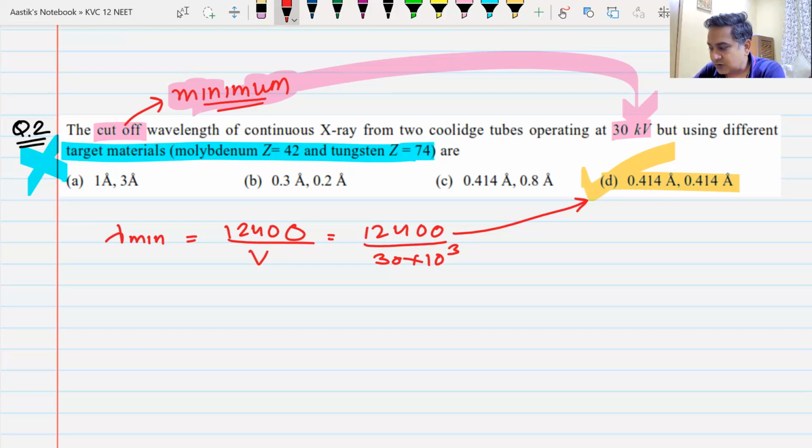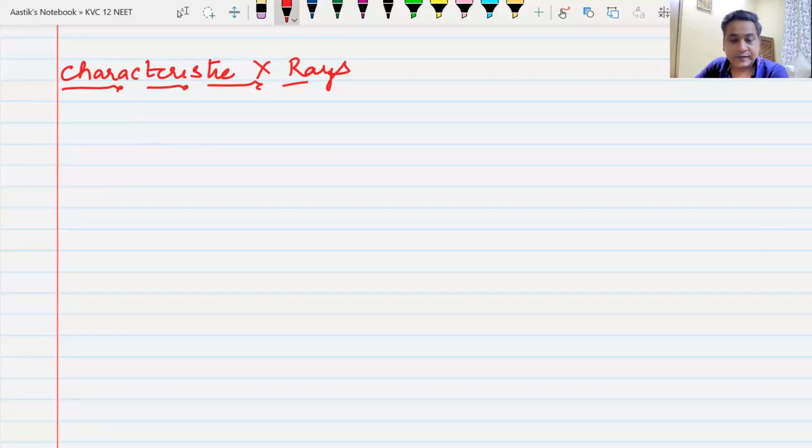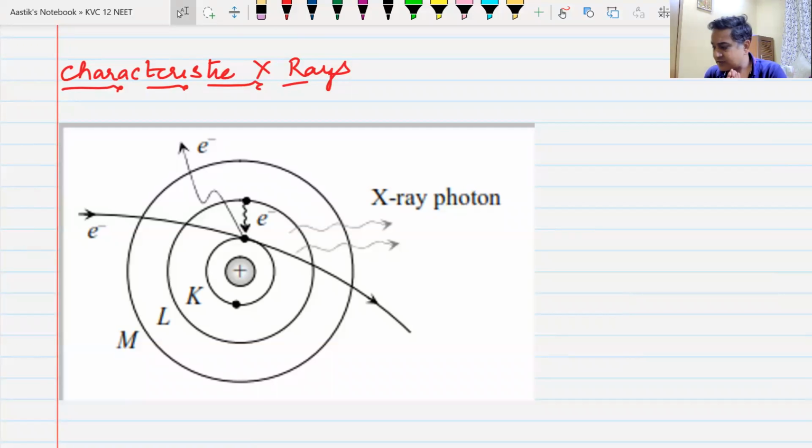It depends on the type of metal that the target metal is. So this type of wave, this type of X-ray, depends on the target metal. Now, how are these X-rays produced? Just listen to me and understand how these X-rays are produced. Listen to me patiently.